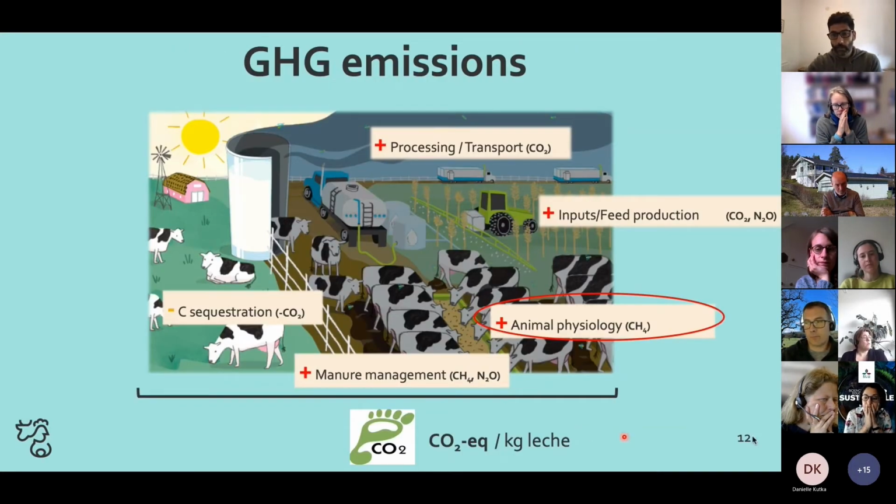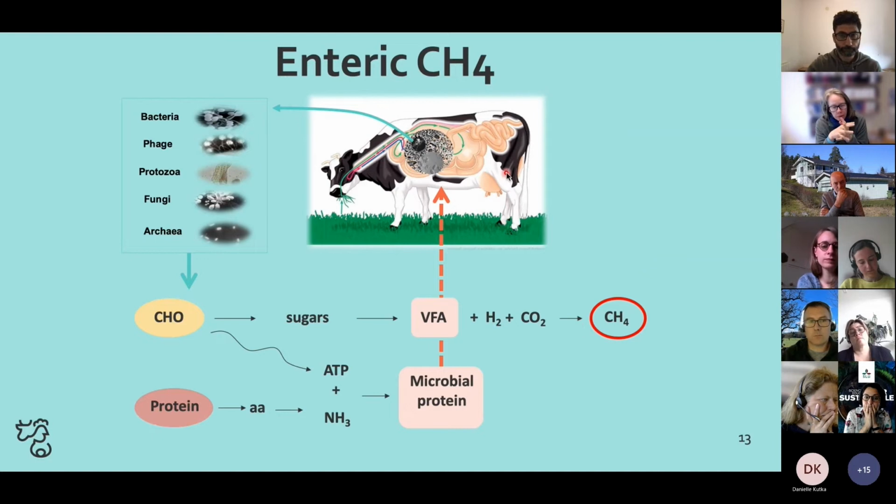So the second example is animal physiology, the enteric methane production in ruminants. We know that the rumen is colonized by a complex and diverse mix of microbes, prokaryotes and eukaryotes, that ferment the feed, the carbohydrates and the protein in the forage and the grass, to produce energy and microbial protein for the animal. But in this process, they also generate, among other products, methane.